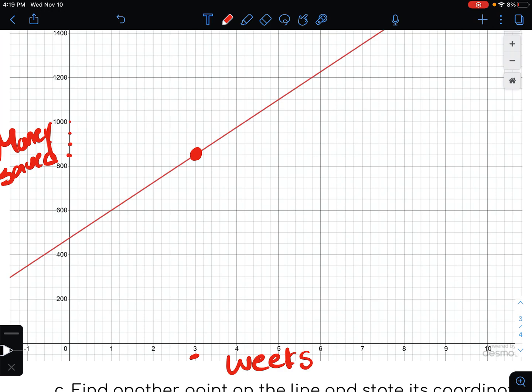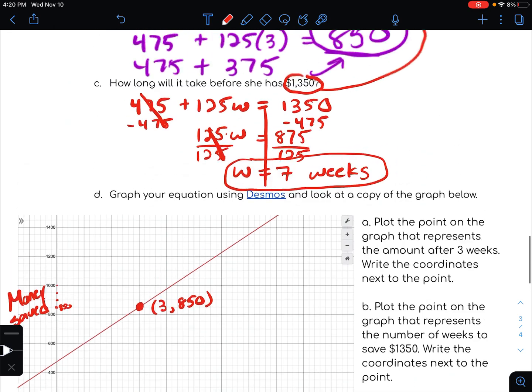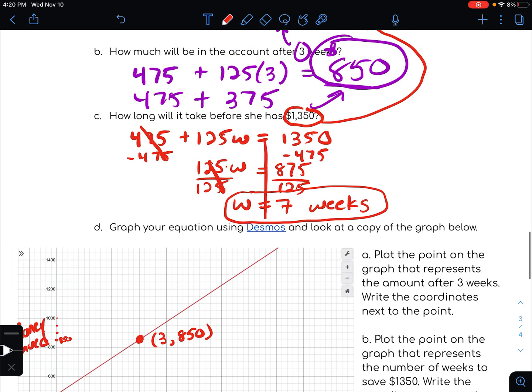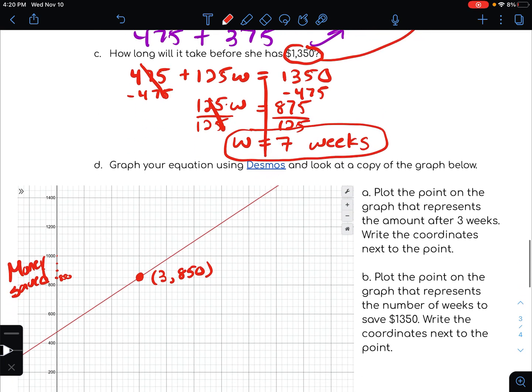Okay, so that is your $850 amount. So that's 850 there, and there's 3 down here. Maybe I should have done that in purple to match up with our color up here. But there's that 3 weeks, $850.